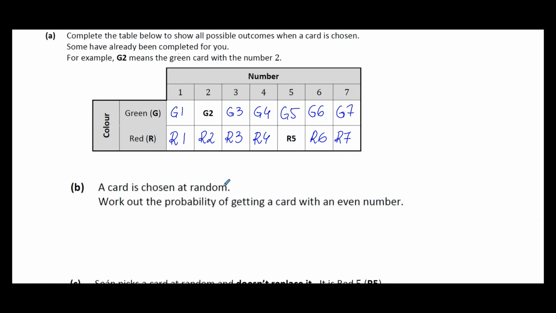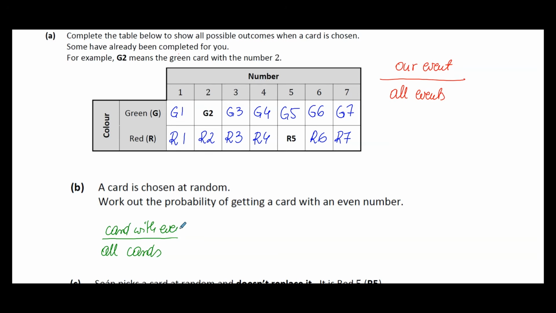A card is chosen at random. Work out the probability of getting a card with an even number. So when we are talking about probability, we are thinking about a fraction. On top of the fraction, we have our event, and at the bottom, we have all events. Events, in this case, will be all the cards. So at the bottom of the fraction are all cards, that is all events, and the card that we are choosing is a card with an even number.